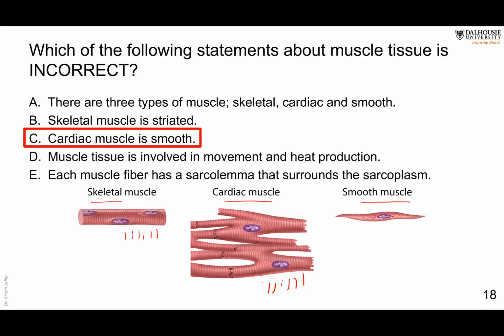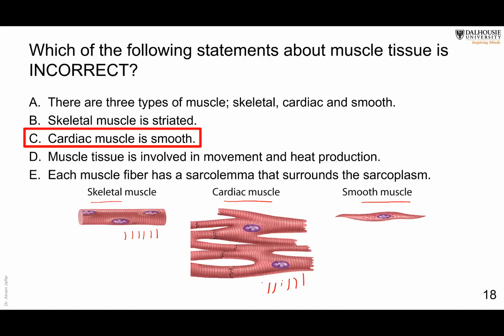Let's look at the other statements. We have muscle tissue is involved in movement and heat production. Yes, it is involved in movement and heat production. And the best example here is what happens during shivering in cold weather. It's contraction of muscles that will produce the heat. So this statement is correct. Statement E, each muscle fiber has a sarcolemma that surrounds the sarcoplasm. Yes, the muscle fiber actually is a cell, and it has a cell membrane that has a special name here. It's called the sarcolemma, and the cytoplasm of the cell is called the sarcoplasm.